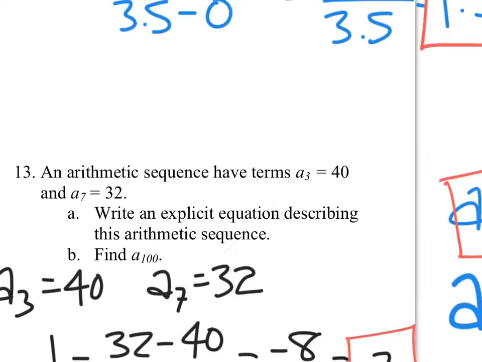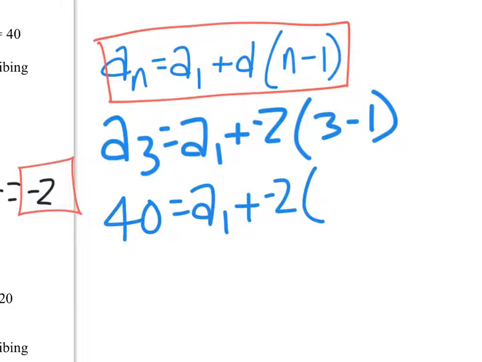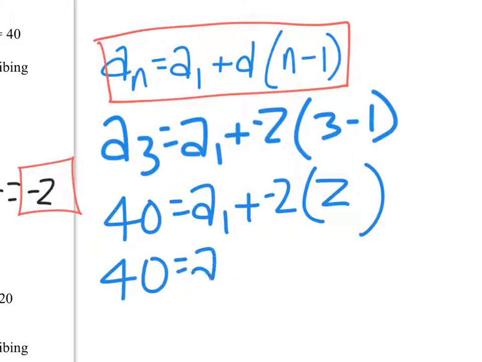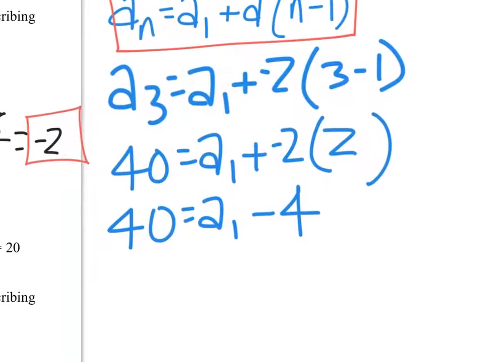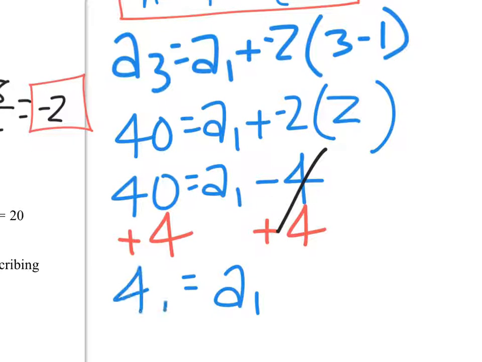We can't forget that. So what we're going to do is plug this in. 40 equals a sub 1 plus negative 2 times, and we can't forget that n minus 1 is 3 minus 1, and 3 minus 1, of course, is 2. Great. So let's do a little bit of algebra. We're going to carry down the 40 equals a sub 1. And negative 2 times 2 is going to be negative 4. Great. So what is the first term? We apply the inverse operation and add 4 to both sides. So 4 minus 4 cancels out, and a sub 1 equals 40 plus 4, which is 44.